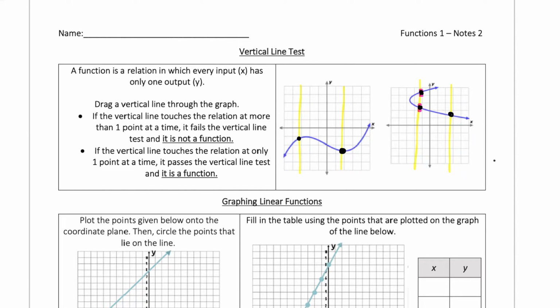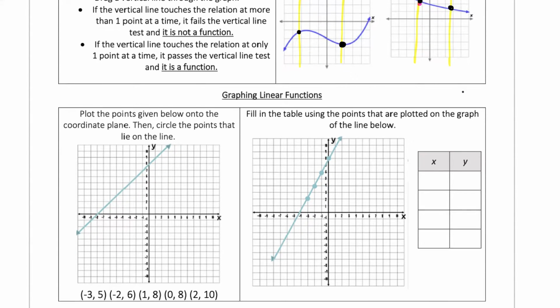So these two are showing two different things. The first one only touched my function at one point at a time. So this is a function because it used the vertical line test and only touched one time. But in our second one, when we drew a vertical line, we noticed that it is crossing through at two different points on the function. So this is not a function, it's just a relation because it did not pass the vertical line test.